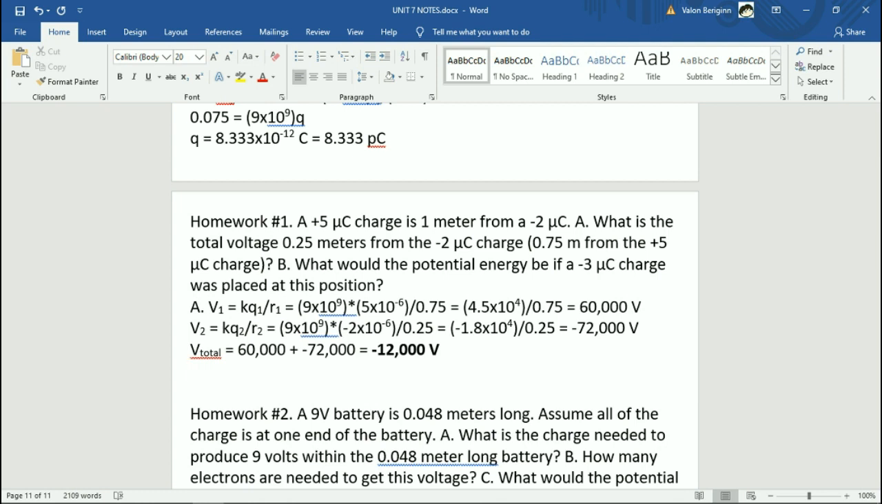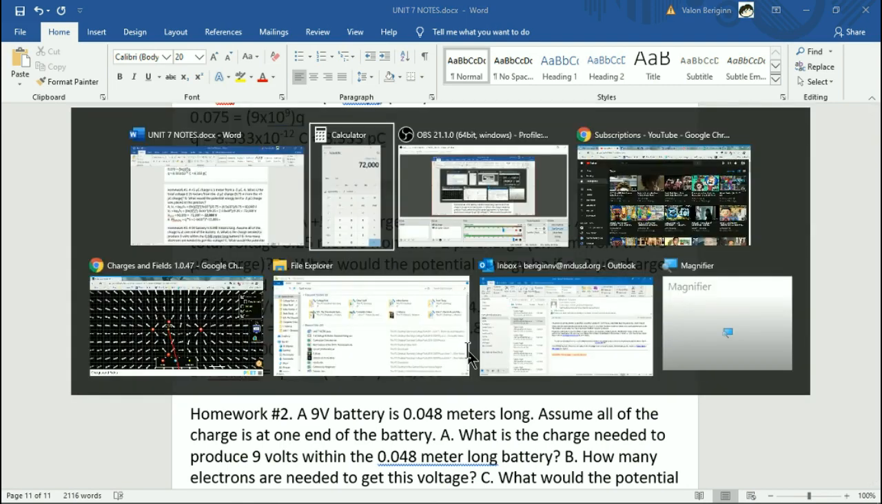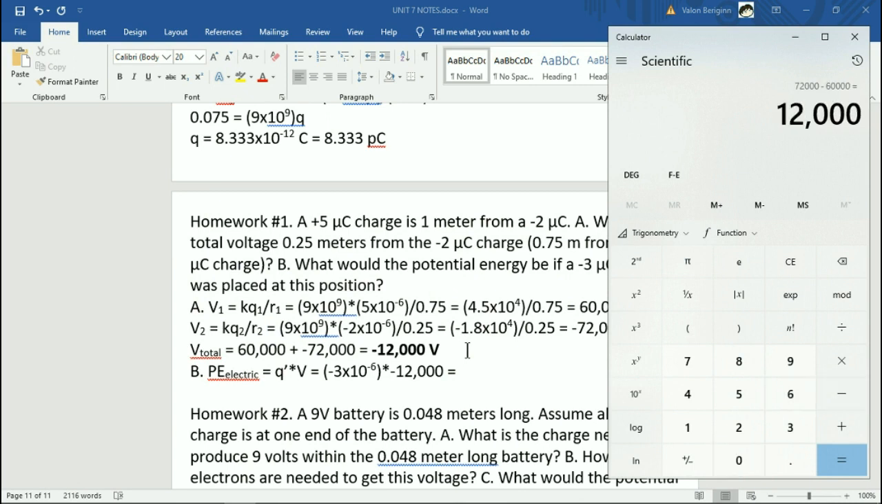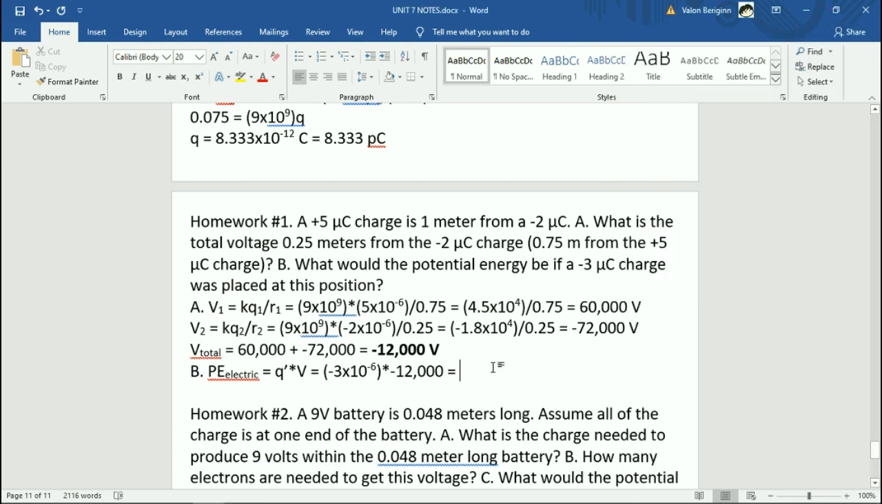What would the potential energy be if a negative 3 microcoulomb charge was placed at this position? Okay, so now we're just using the fact that the electrical potential energy equals this new charge times your voltage. So the new charge is this negative 3 microcoulombs. And that's going to be times the negative 12,000 volts. So we have, again, it's negative, but we have negative times negative, so that's just going to be a positive, so don't have to worry about that. So times that, there you go, 0.036 joules. That's your potential energy.